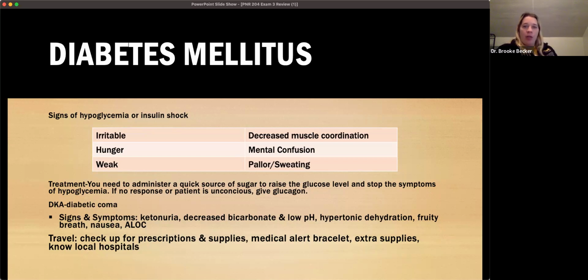Teaching parents if they're traveling with a kiddo who has diabetes is important to talk about making sure that they have plenty of their medication prescriptions and supplies that they'll need on their vacation, but also having some sort of medical alert bracelet or some sort of medical alert for these kids is really important too. Okay. And then also wherever they're traveling, making sure that they're aware of the closest hospital if their kiddo would end up in DKA or something like that.